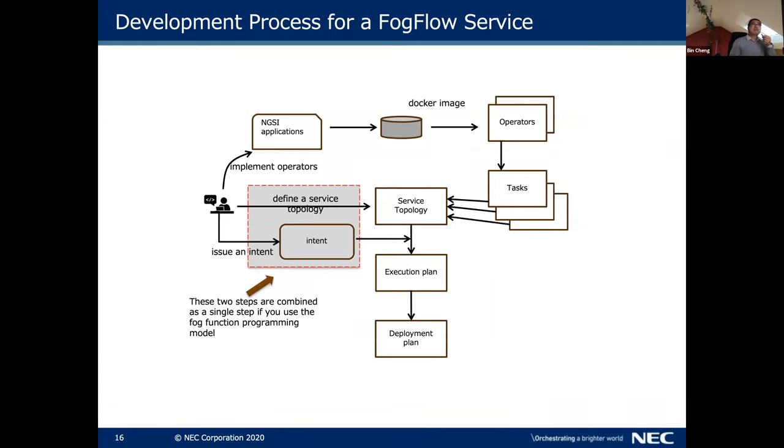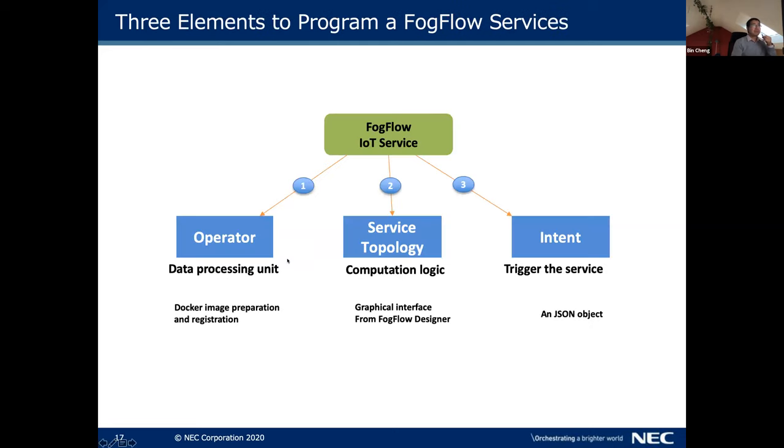So the normal development process to implement the Fork Flow service will be like this, because here it's easier to follow. There are three main elements in order to program a Fork Flow service. First, this operator. In that specific scenario, it is this face matching data processing unit. This needs to be programmed as a Dockerized application, and then we register that to the system as a reusable operator.